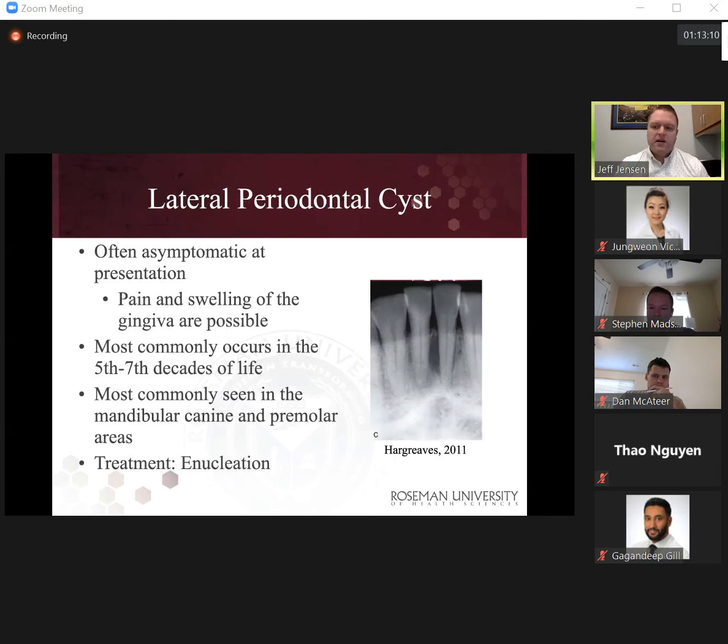Okay. So lateral periodontal cyst. These are fairly rare. Typically, it's asymptomatic when they present. However, it's possible that they may have a little pain or swelling of the gingiva. This most commonly occurs in older patients, so 50s, 60s, 70s. It's most commonly seen in the mandibular canine and premolar areas. And the presentation on it is a lesion, typically mid-root, and hence the name lateral. It's typically to the interproximal space between the teeth.